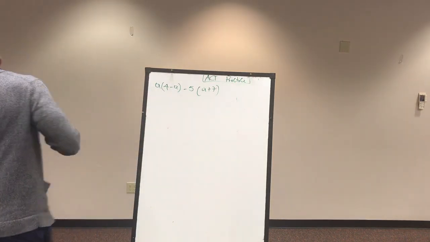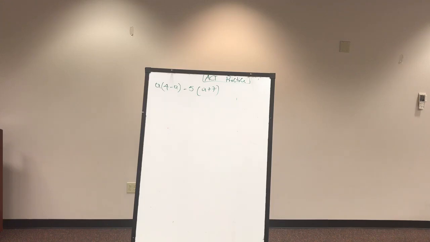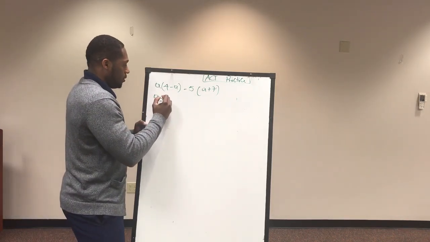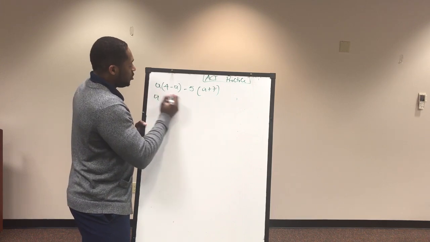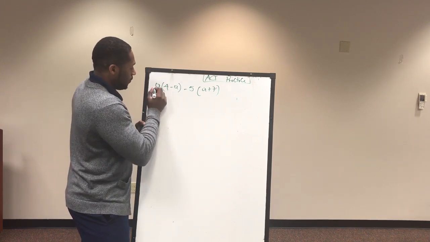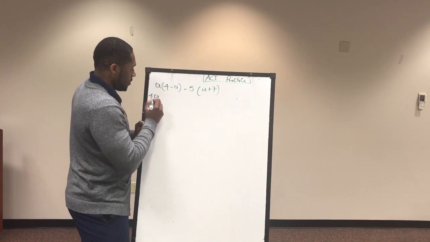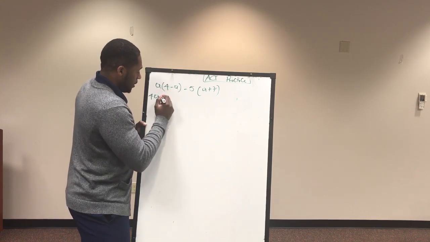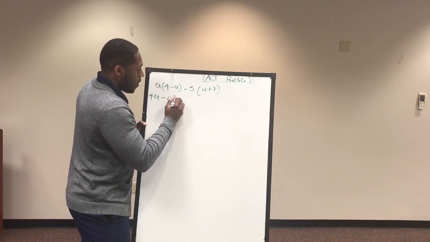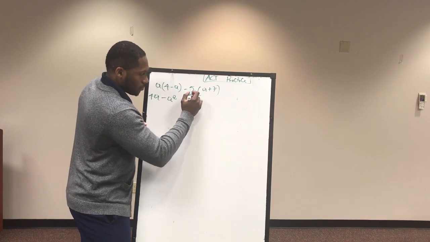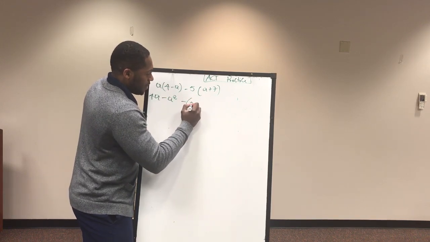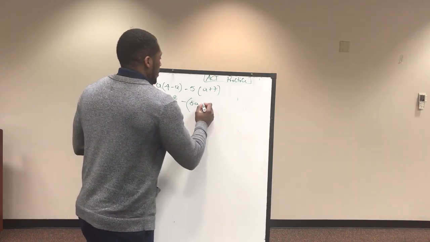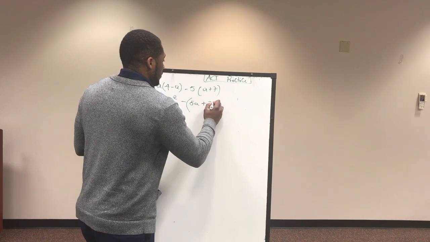All right, so how do we solve this? First, we're going to distribute the a. So a times 4 is 4a. A times a is a squared, and plus times minus is minus a squared. Minus 5 times a is minus 5a. Minus 5 times 7 is minus 35.